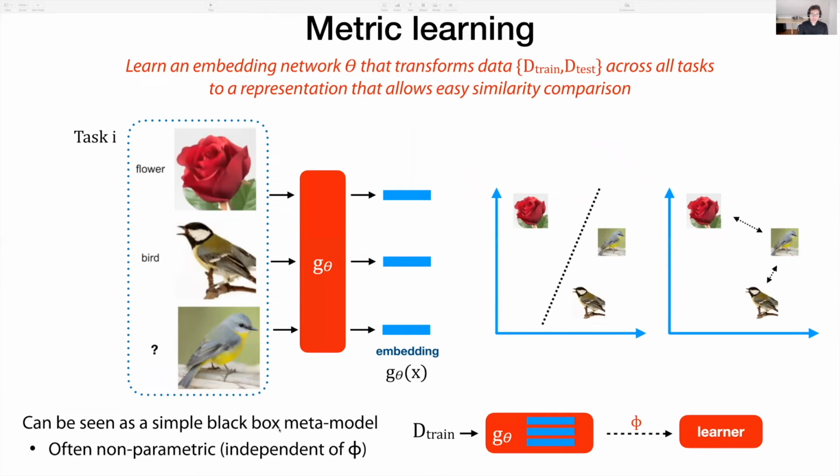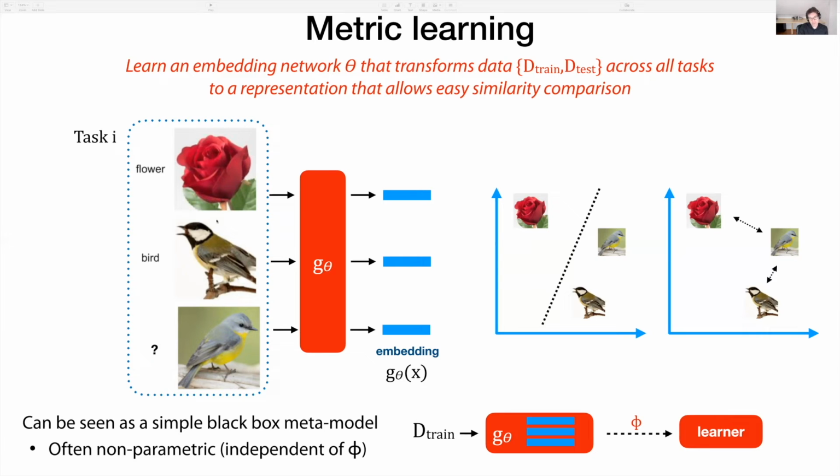Okay, another class of techniques is metric learning. So here what we do is we want to learn an embedding network, parameterized on theta again, that transforms the input data, D train and D test. And we learn this embedding across all the tasks, right? So given inputs like flower, bird, we learn an embedding for this. And we do this over a number of tasks.